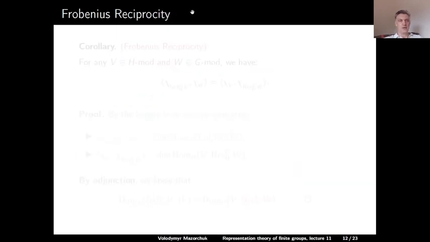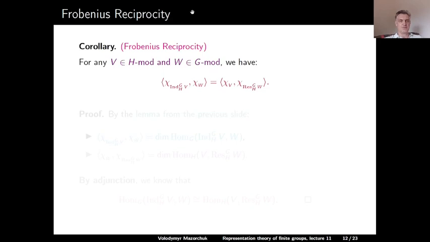So now we can formulate Frobenius reciprocity. Corollary, called Frobenius reciprocity: for any H module V and any G module W, the following equality holds. The inner product of the character of the induced module V with the character of the module W is equal to the inner product of the character of V and the character of the restricted module W.